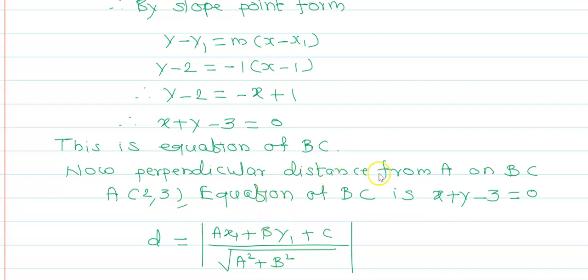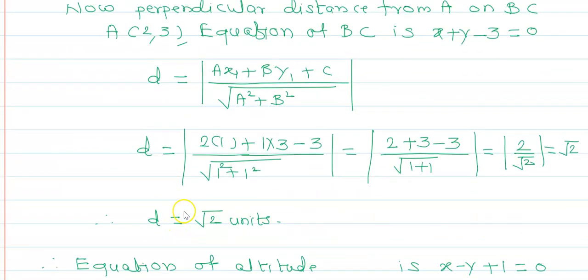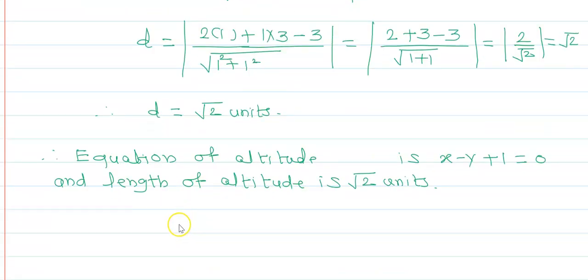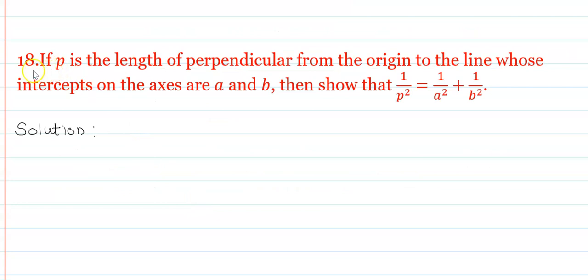Now the perpendicular distance from A on BC. Okay, A is (2, 3), and the equation of BC is x plus y minus 3. Therefore, here the distance d is equal to root 2 units, and hence the answer. Now next, problem number 18, and this is the last problem.